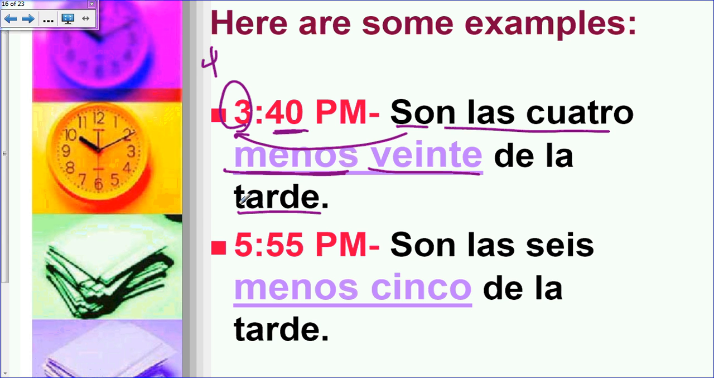The next one, 6 o'clock is the next hour. There's a 5-minute difference between 5:55 and the next whole hour. So we're going to say son las seis. This comes from the next hour.